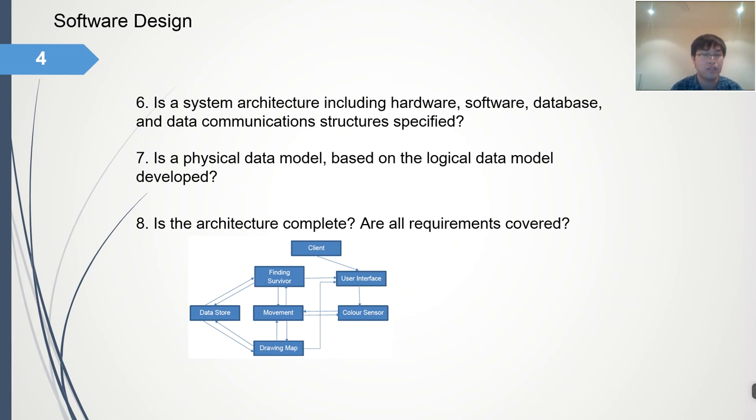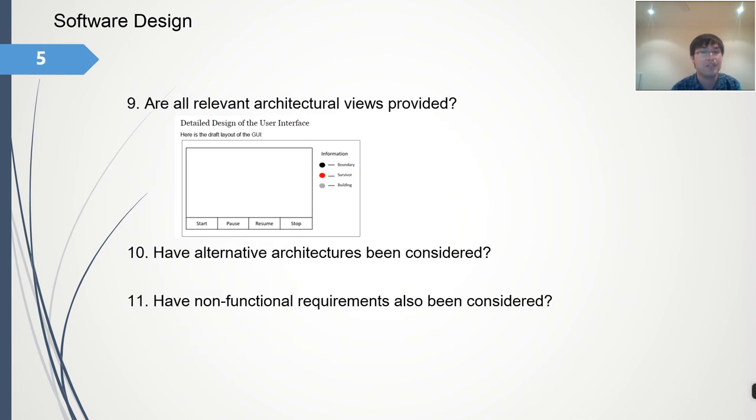For the eighth question, the home architecture is basically complete. We just need to adjust some details, and all the requirements are covered. For the ninth question, all relevant architectural views are provided. For example, this draft of the UI and the home system architecture graph.